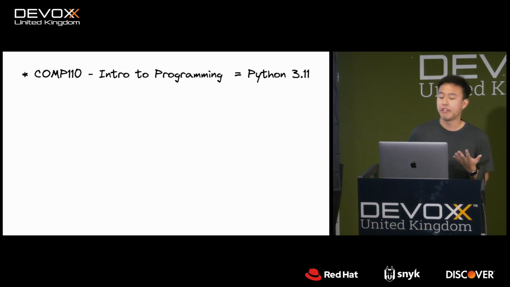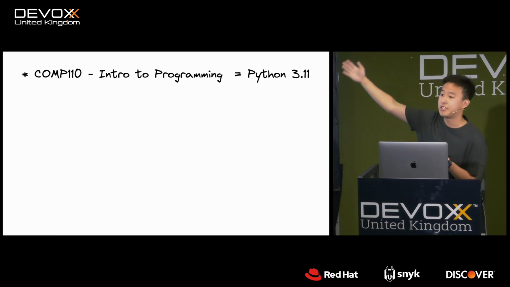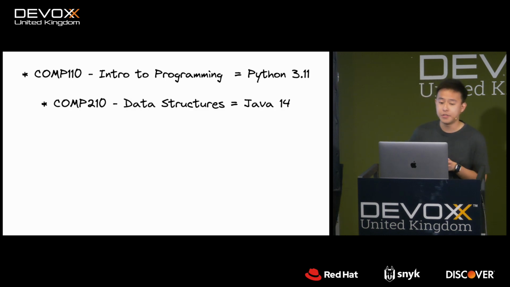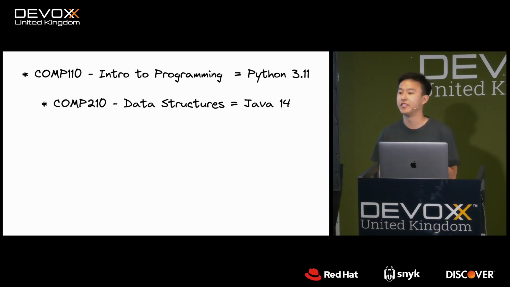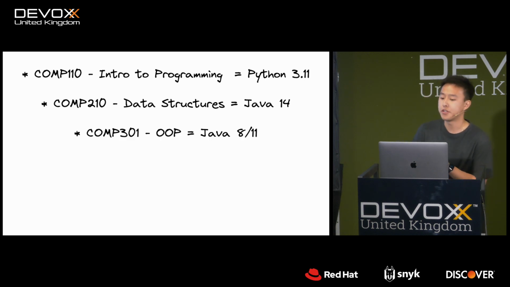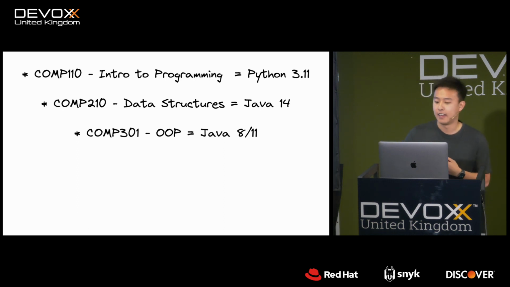I'd like to point out an example from my school. At the University of North Carolina at Chapel Hill, the first course in programming is Comp 110, and we're using Python 3.11. And 210 is our data structures course, the next course in the sequence. We're using Java 14, at the time I took it; hopefully they're using 17 now. Also 301, our object-oriented programming course, is taught in Java 8 or 11, depending on the faculty you get.